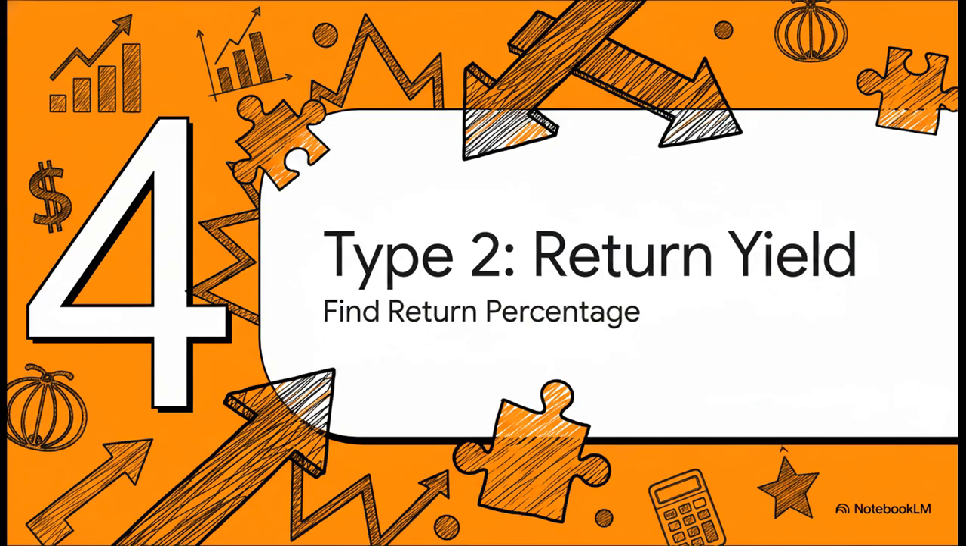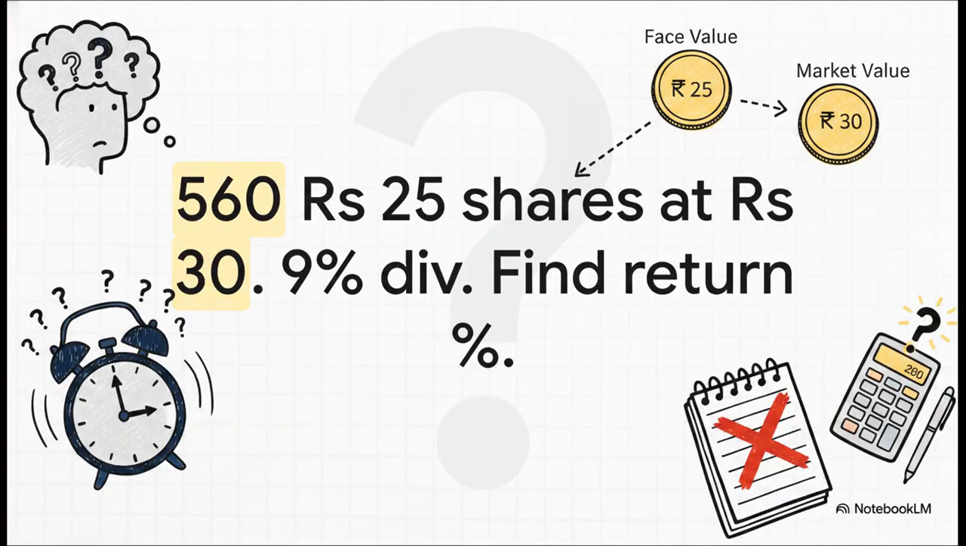Moving on to Section 4, Type 2 problems, return percentage yield. Okay, here's the problem. Ajay owns 560 shares. Face value is 25 RS. Dividend is 9%. Market value is 30 RS. Calculate his return percentage.